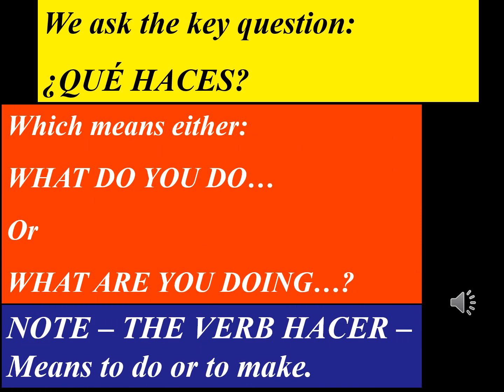So here is the key question when you're dealing with activities. What are you doing or what do you do? We use the verb hacer, which means to do or to make. So ¿qué haces? can mean different things in English. It can mean what do you do, what are you doing? It could also mean what do you make or what are you making. If you're looking at somebody in the kitchen or in the carpentry shop, you might say ¿qué haces? What are you making here?